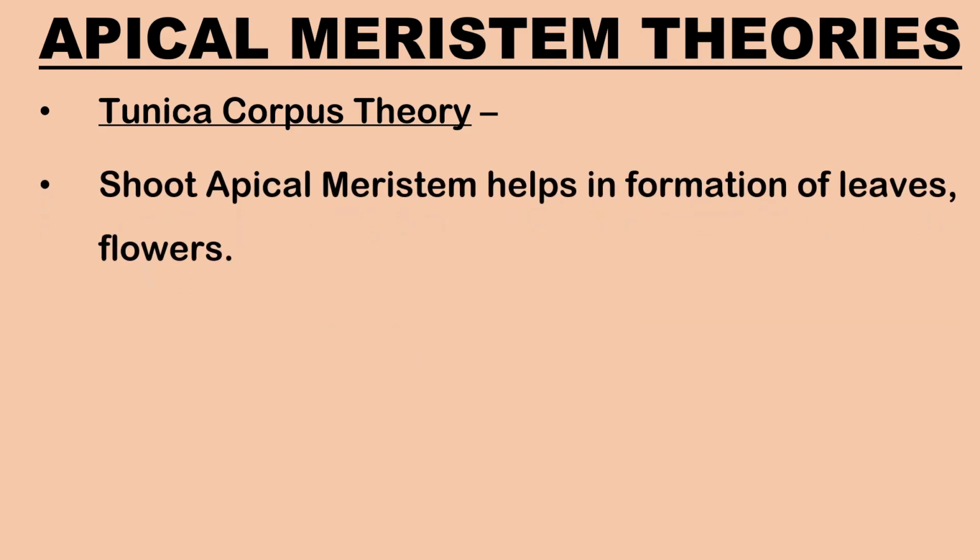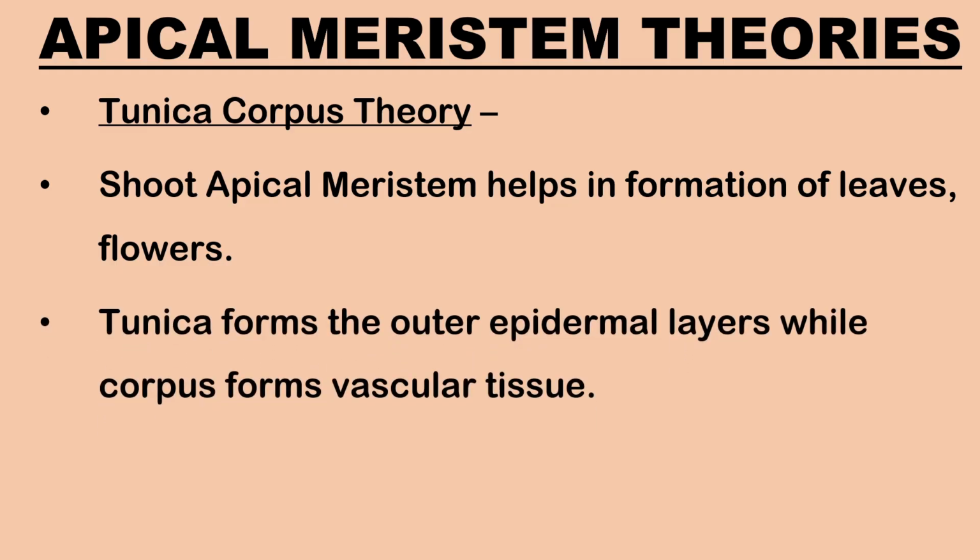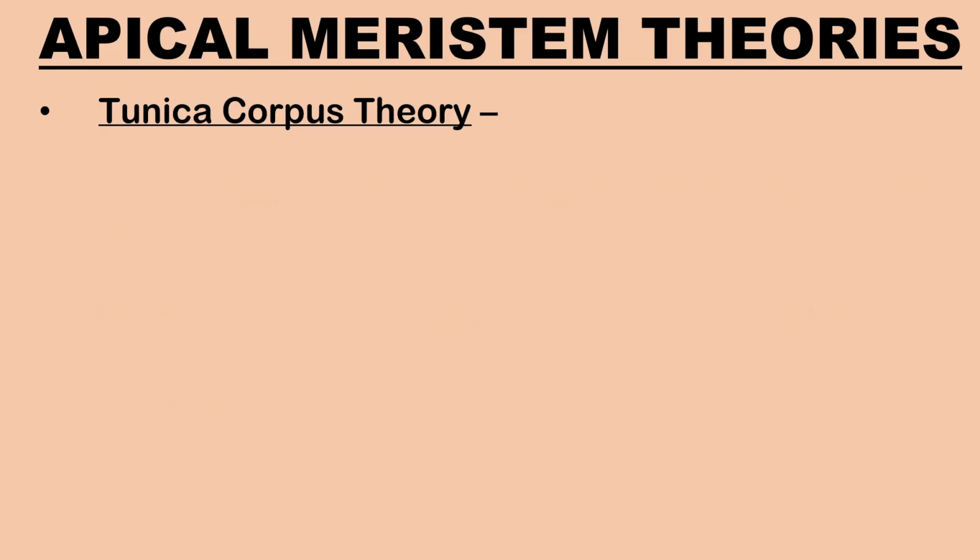The shoot apical meristem, found at shoot tips, is responsible for the formation of leaves, flowers, inflorescence, and lateral buds. The tunica forms the outer epidermal layers, while the corpus forms the vascular tissue.